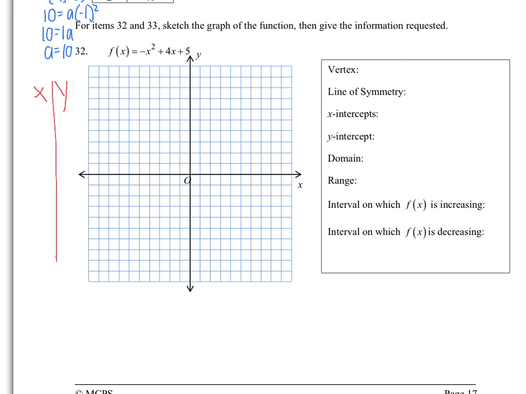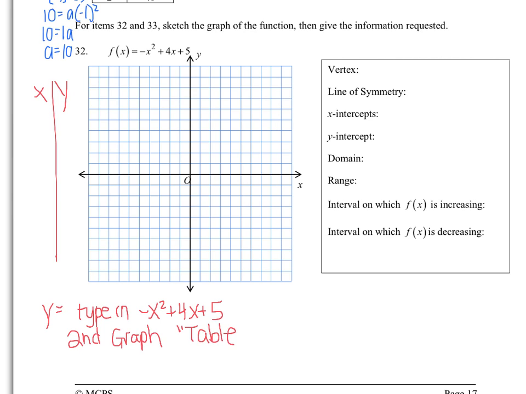On your calculator, you're going to press the y equals button. It's in the top left-hand corner. You're going to type in negative x squared plus 4x plus 5. So you're going to have the function y equals negative x squared plus 4x plus 5 in your calculator. And then you're going to press second graph, and that's going to give you a table of values. So it's best to put in a table of values of all the points that can fit on the graph.